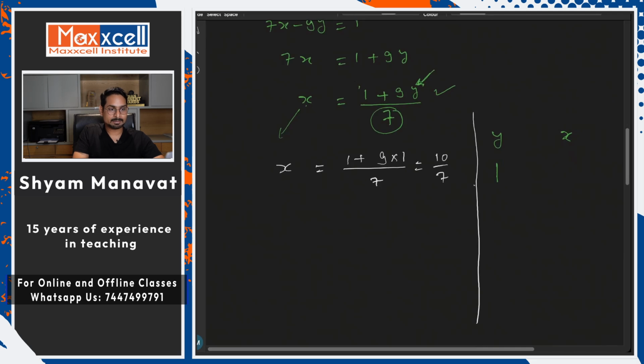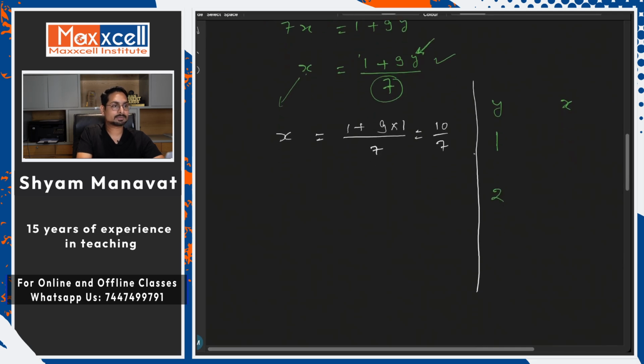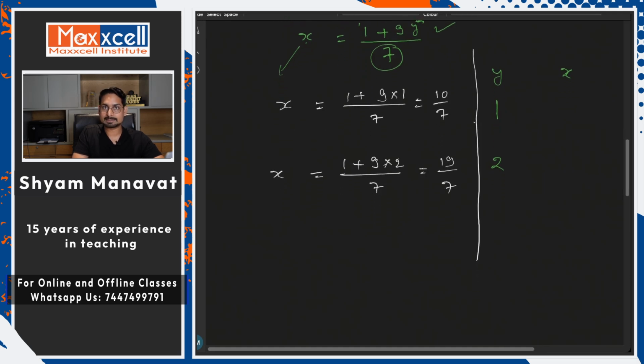Let's try for y equal to 2. When you substitute y equal to 2, what will you get the value of x? X equal to 1 plus 9 into 2 by 7. Now 9 2s are 18 plus 1, 19 by 7. Is it divisible by 7? No. Are you understanding this?